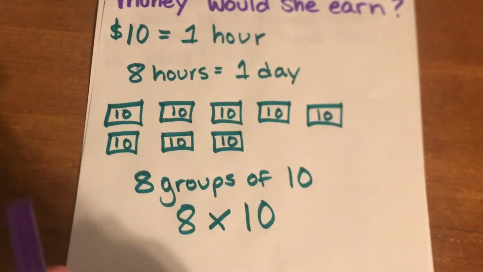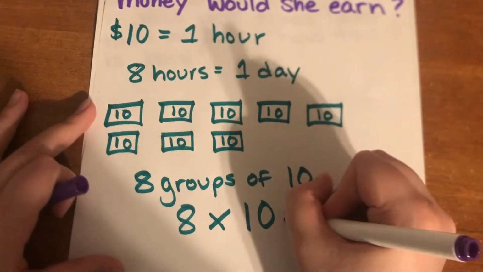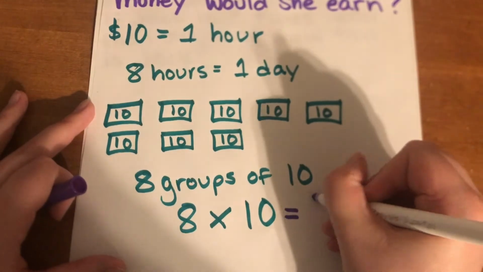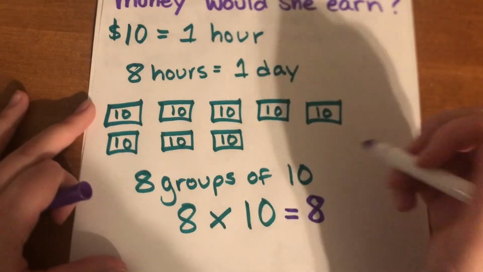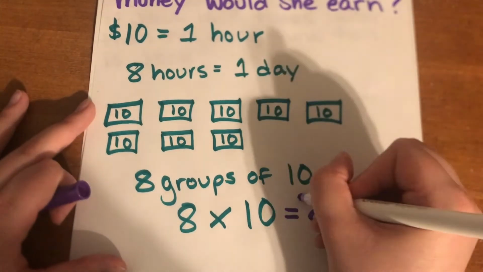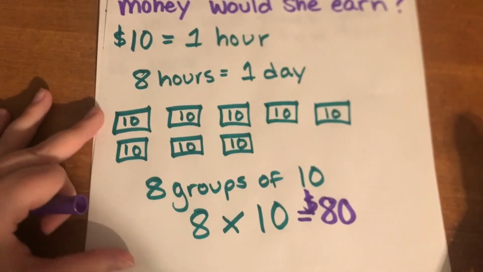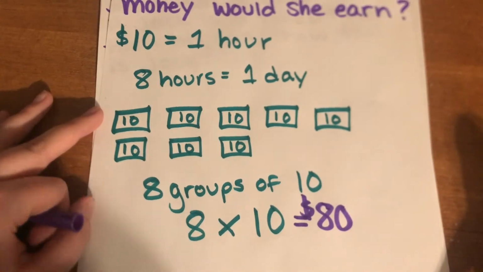Now we can solve. So 8 times 10 would be the same as having 8 times 1, which would be 8, and then add our 0 at the end. So it would be $80 is what our dog groomer would earn in a day. It's good money.